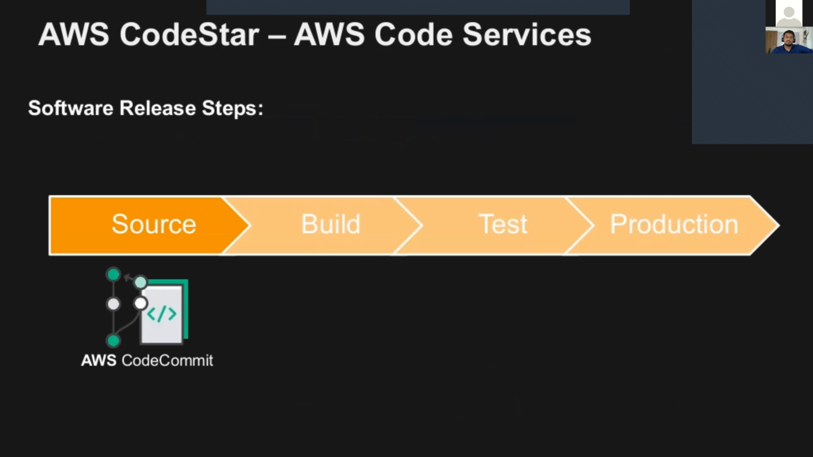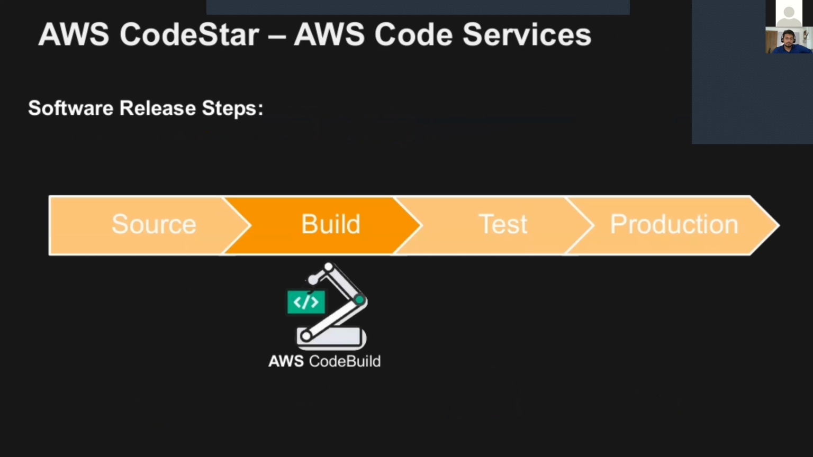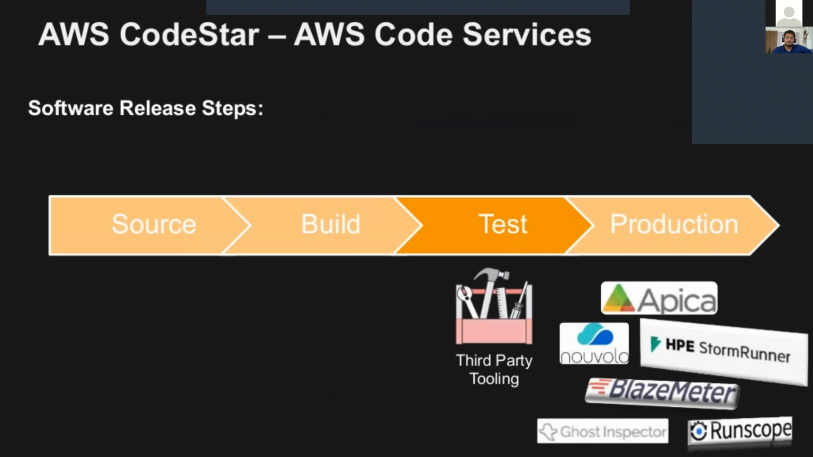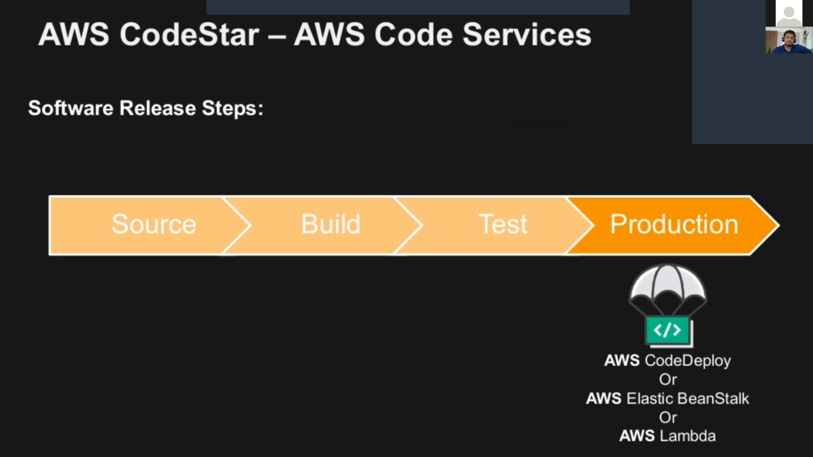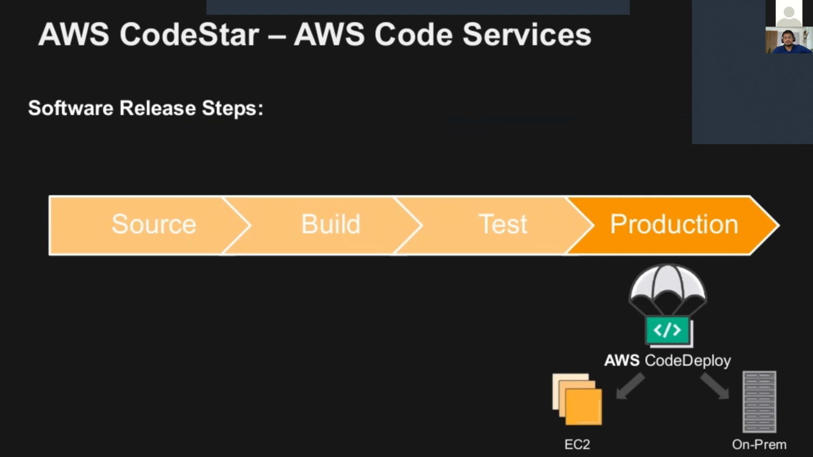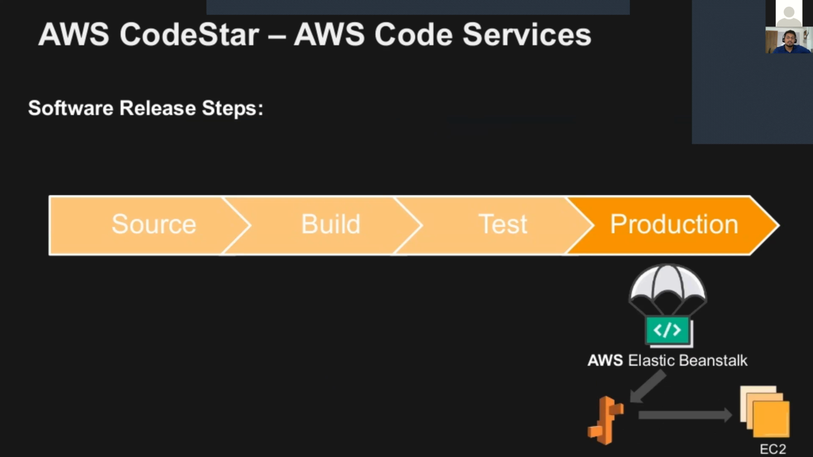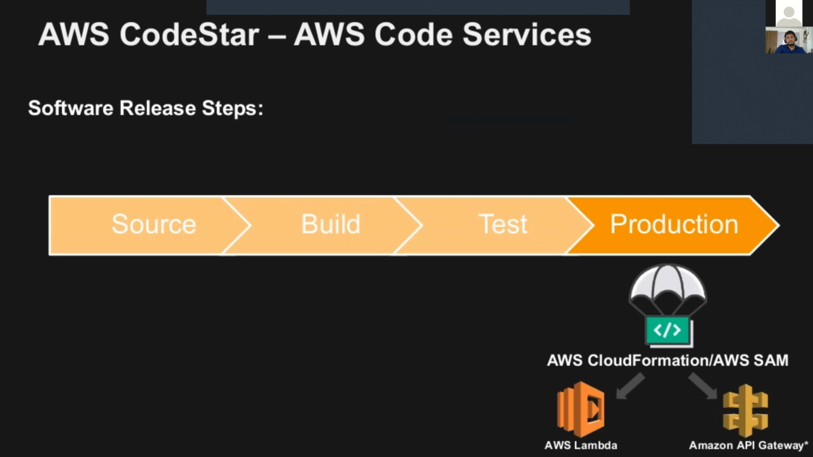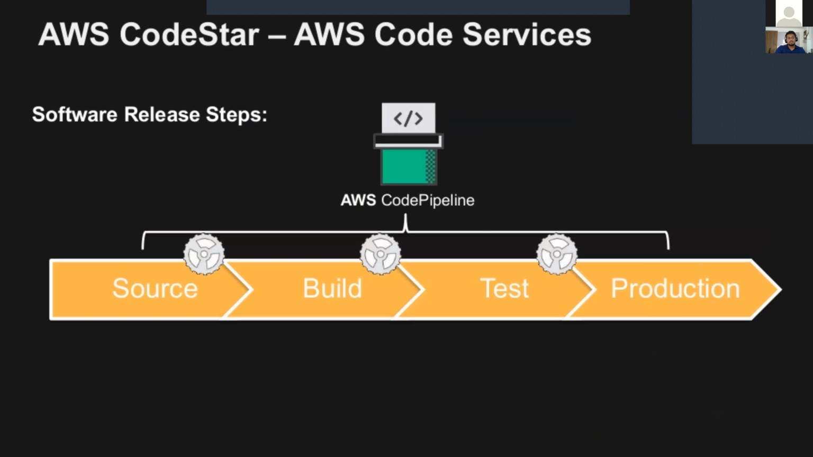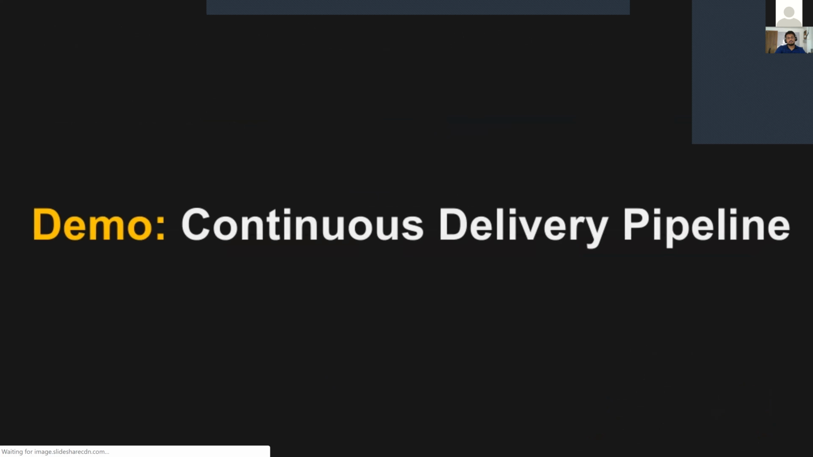And coming to these CodeStar services, you have the software release steps. We have the source, that is code commit. We have this code build, and we have this third-party tooling, and we have our production, that is our code deploy or Beanstalk or Lambda. When it comes to code deploy, you have on-premise deployment and your EC2 deployment. When it comes to Beanstalk, it will be automatically redirected, or you will be having your files in the EC2, like you will be taking your server instance from EC2. When it comes to production, you can actually use Lambda or API Gateway. So yeah, this is how these services work.